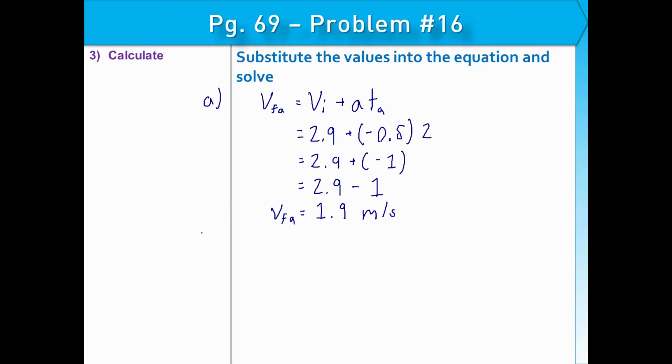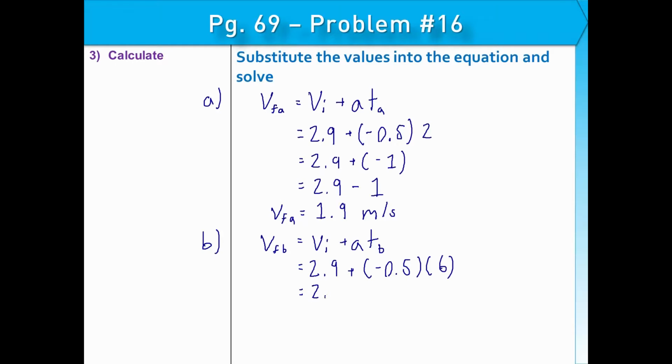Okay, part B now. Part B is asking you to do the same thing. You're finding the final velocity, except when time is 6 seconds. So we're going to use the same equation. Final velocity for part B is equal to initial velocity plus the acceleration times time for B. We'll plug in what we know. The initial velocity is 2.9, the acceleration is negative 0.5, and the time is 6. So let's go ahead and solve for it.